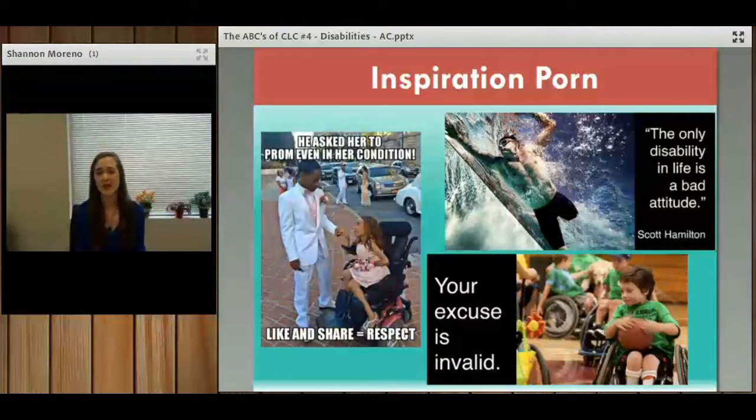This is a very typical thing that we see all the time, and of course we would want any youth who are living with disabilities to also get asked out to the prom. People with disabilities have relationships, they date, it's not a heroic thing on the part of the young man there. Another one, this is a very, very popular quote, apparently that Scott Hamilton originally said. It's been put on a lot of different images of people living with a very visible physical disability. It says the only disability in life is a bad attitude.